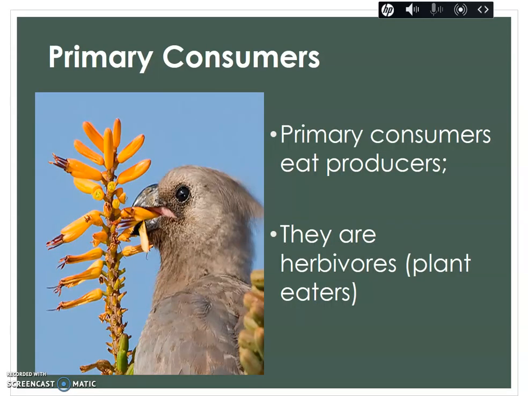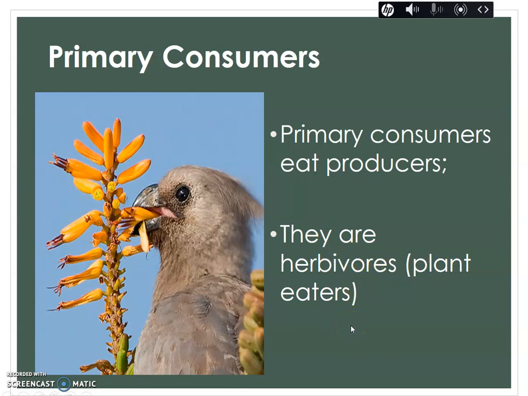Okay, so now we're going to start talking about the different levels. Hopefully you remember from the very beginning that the very bottom level are your producers, they're the plants. This is going to be your second level. These are going to be the ones that eat the plants, okay? They're called primary consumers or first consumers. They're going to be the ones that first eat in the food web or food chain. Primary consumers eat producers, meaning they eat plants. And they're herbivores, they're plant eaters.